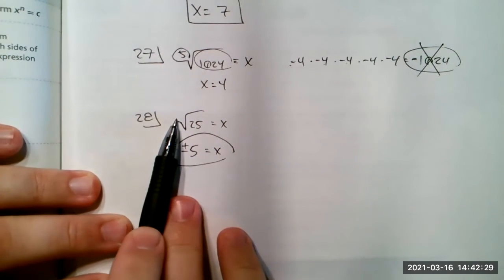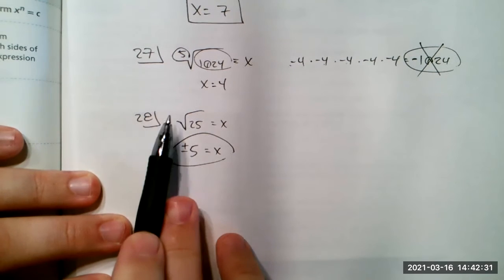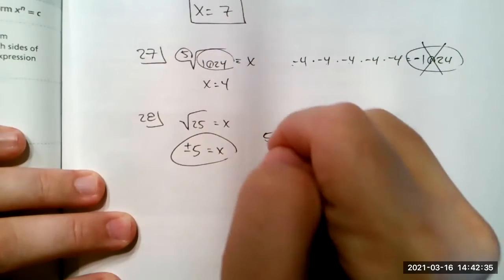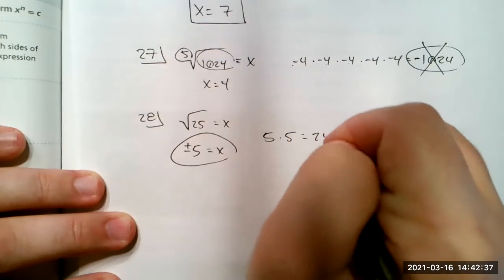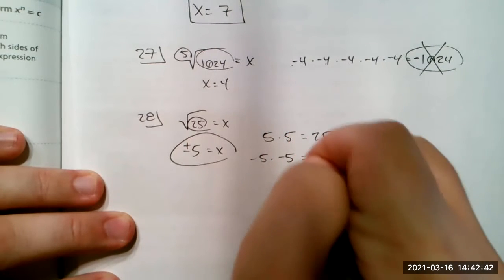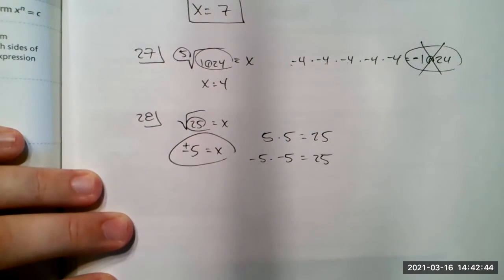Why? Because the square root is an even root. So with even roots, you have to include positive and negative, because positive 5 times positive 5 is 25. That's our radicand. And negative 5 times negative 5 is 25. So that's why you have to use both the positive and the negative.